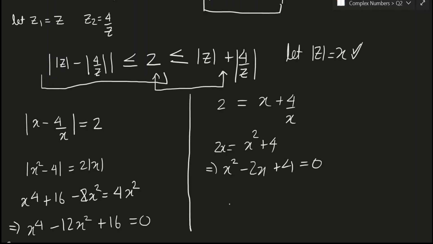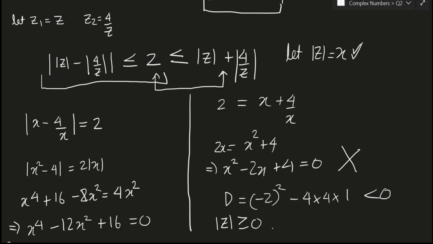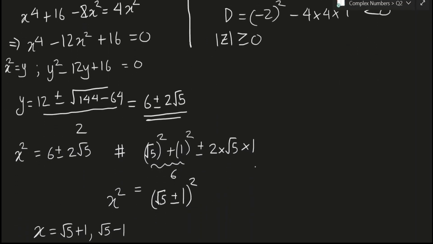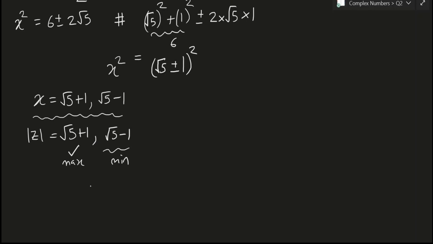So notice the discriminant. Discriminant is going to be b² minus 4ac, that is minus 2 square minus 4 times 1, which is less than 0. So there is going to be no solution for mod z, that is x here, because mod z has to be greater than or equal to 0 and it has to be a real number, right? So since the discriminant is less than 0, there is going to be no real solution to this. Therefore, our final answer is that the maximum value is root 5 plus 1 and the minimum value is root 5 minus 1.